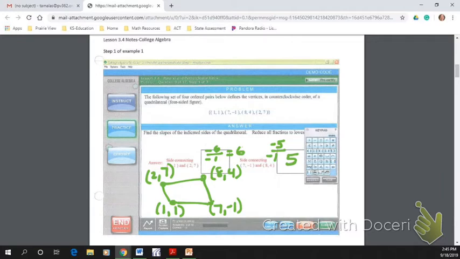So right now we can tell you it's not a parallelogram, right? Because this line has a slope of 6, and this one has a slope of 5. So you put a 6 in this box and a 5 in this box, and you hit submit. Everybody okay with step 1? All right, so turn the page for step 2.